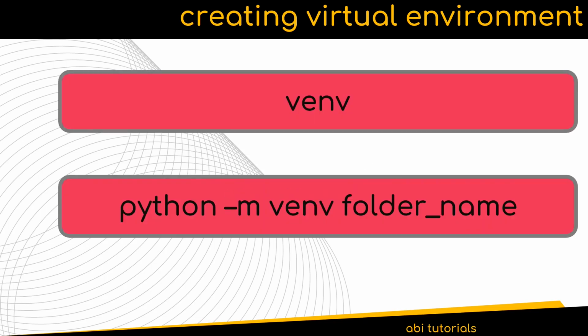To create a virtual environment in Python, we will use the module venv. The syntax for creating the virtual environment is python -m venv followed by the folder name. If the folder name does not already exist, then Python will create a new folder for the environment. Let's now create a new virtual environment in Python.